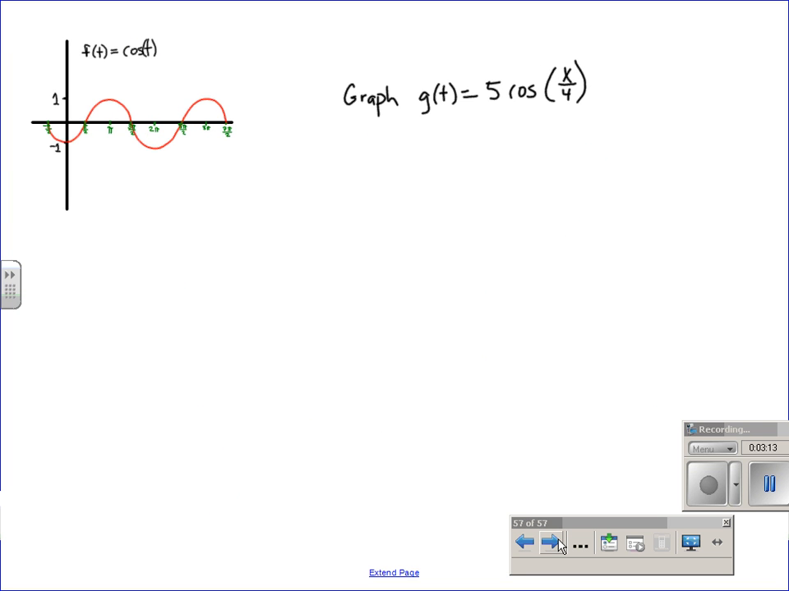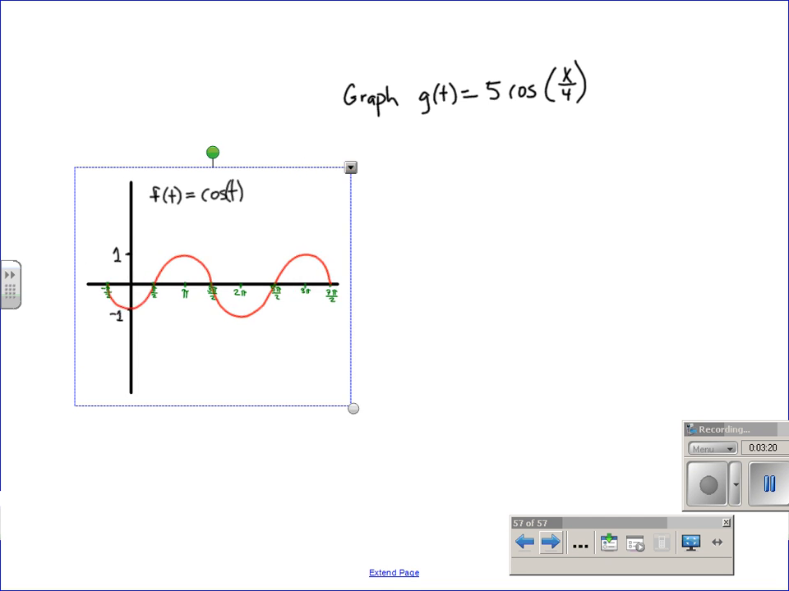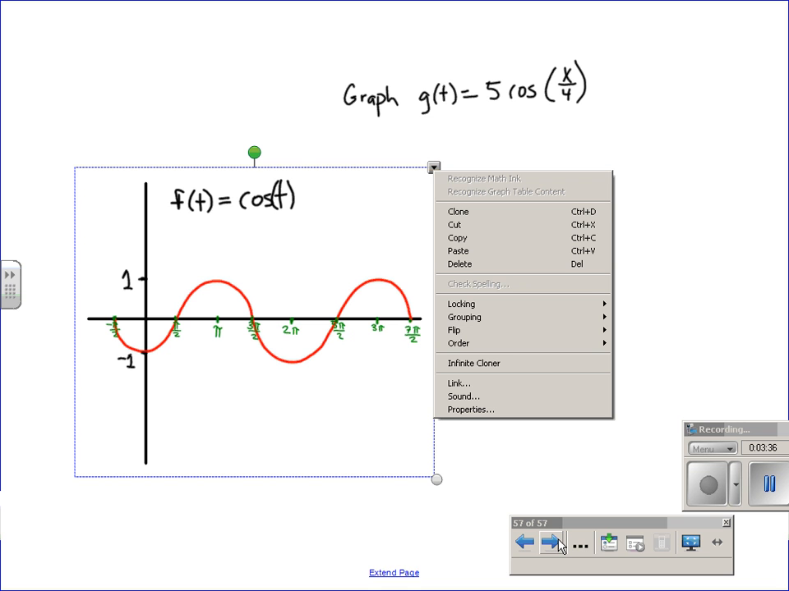Okay, now let's go and look at cosine. So with cosine, we have a parent graph of 2 full cycles of cosine of t. And for this one, it differs from sine. And actually, we need to flip this here. This is a transformation, so we're going to flip this.